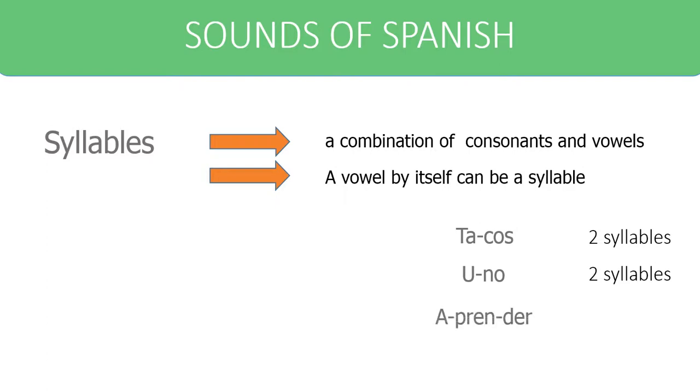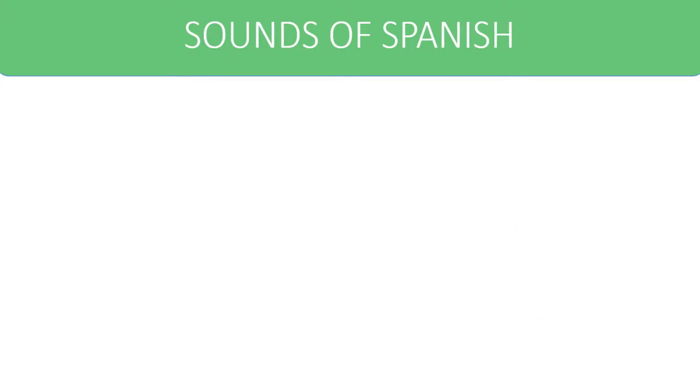Aprender has three syllables, a-pren-der, which means to learn. Restaurante has four syllables, res-tau-ran-te, which means restaurant. Don't worry if you didn't completely understand what I just said. You will eventually, but this will help you so you can start reading in Spanish easily.